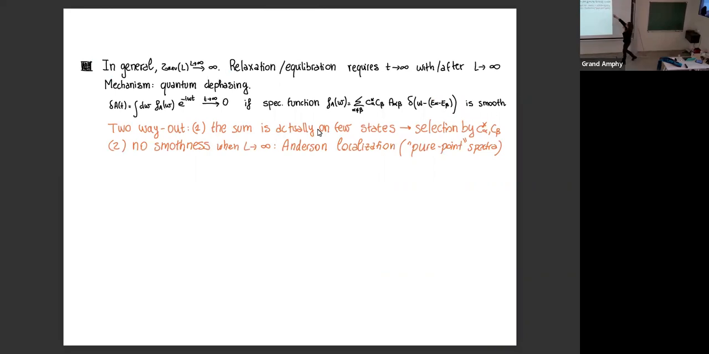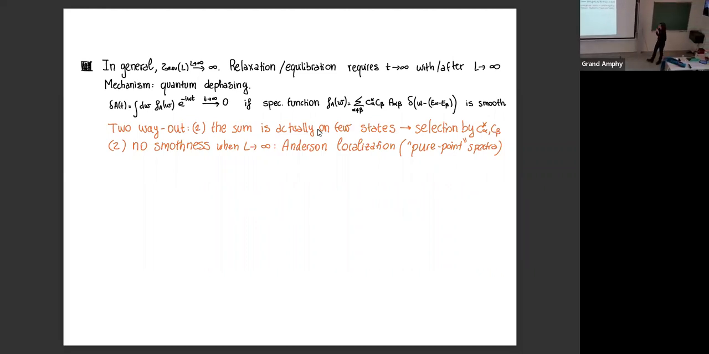Here I'm just rephrasing it in Fourier space. So this delta A is just the Fourier transform of the so-called spectral function. And you know that if, in the limit of large sizes, this spectral function, which for finite systems is a sum of delta functions, converges to some smooth function, then this integral goes to 0 when you take the limit of time going to infinity.